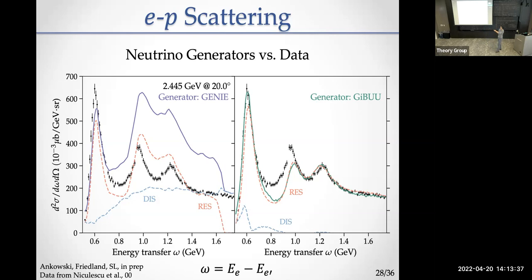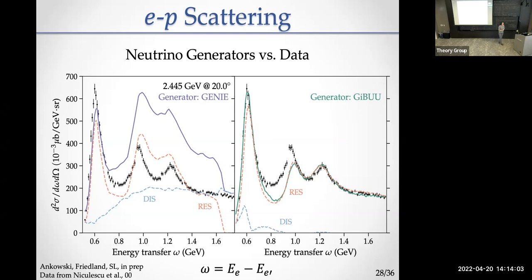Also, keep in mind that this is really not the DIS region, at least not where factorization would work. Both event generators label something as DIS, but they're not DIS in the conventional sense. And you can see that GENIE's DIS clearly is the reason that the total cross-section is so big.